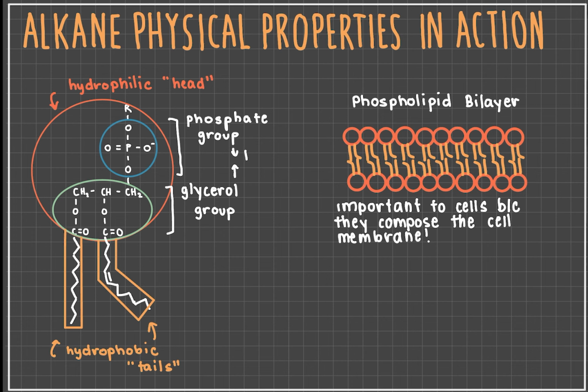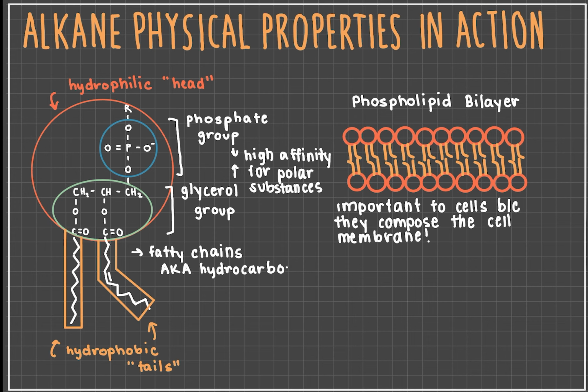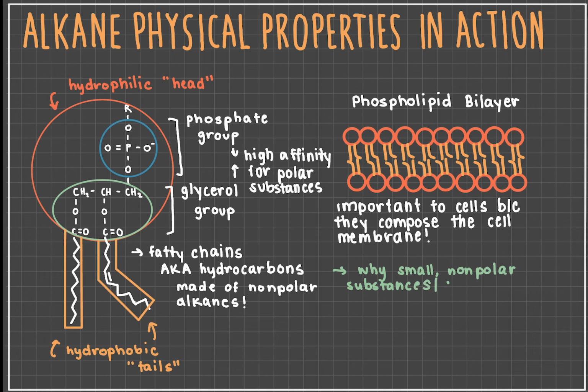The head of a phospholipid consists of a negatively charged phosphate group as well as a glycerol group. Due to their polar bonds and atomic makeup, these groups have a high affinity for other polar substances such as water. As for the hydrophobic tails, they consist of fatty chains, otherwise known as hydrocarbon chains. These tails are made of alkanes, which are nonpolar in nature because of the nonpolar carbon-hydrogen single bonds.